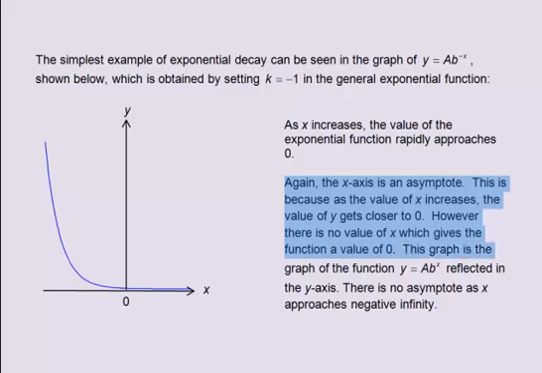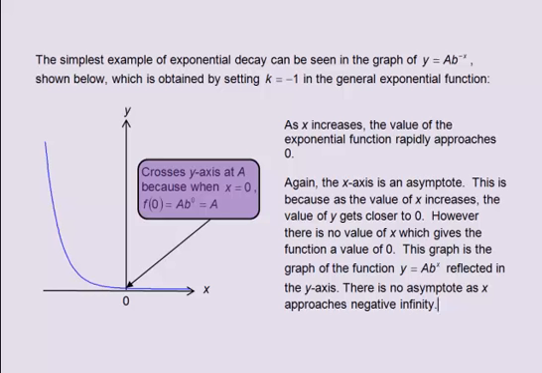This graph is the graph of the function y equals a multiplied by b to the power x reflected in the y-axis. There is no asymptote as x approaches negative infinity. The graph crosses the y-axis at a because when x is equal to 0, f of 0 equals a multiplied by b to the power 0, which equals a, as indicated by the arrow.